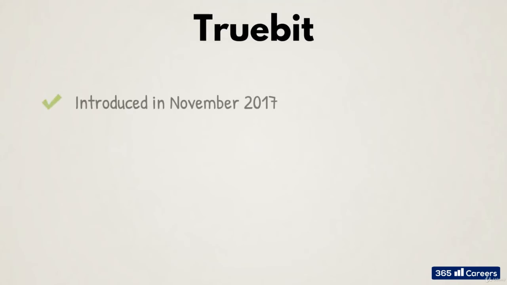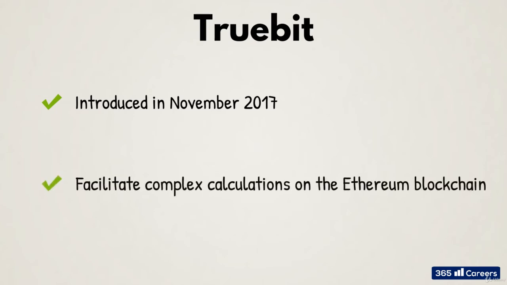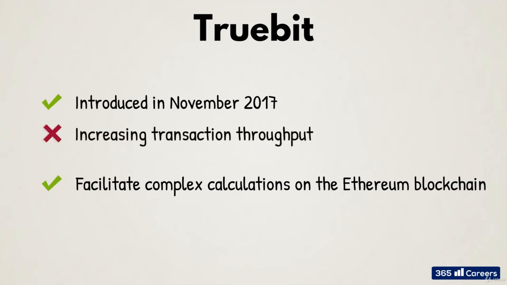Truebit. Truebit is a new technology introduced in a research paper published in November 2017. It is designed to facilitate very complex calculations on the Ethereum blockchain. This is different to increasing transaction throughput, which scaling solutions like state channels and Plasma aim to resolve.